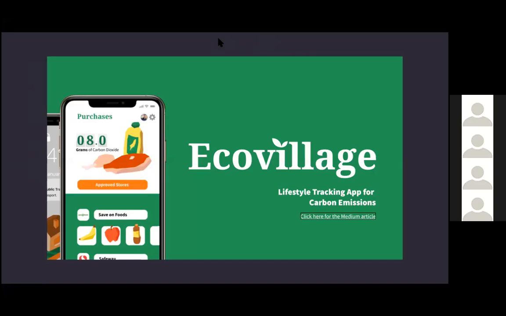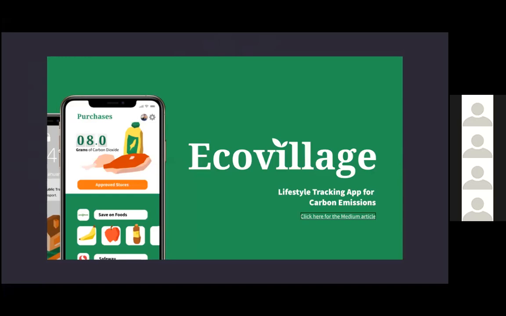So I chose Eco Village. This is what it looked like at the end. I will basically break this project down. You got a little bit of pieces of the problem and the user personas that I used, but now let's dig into some other aspects.